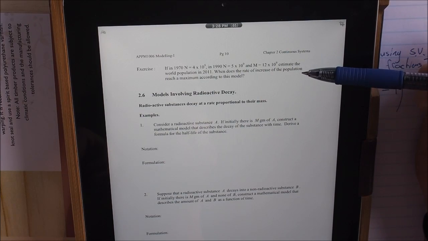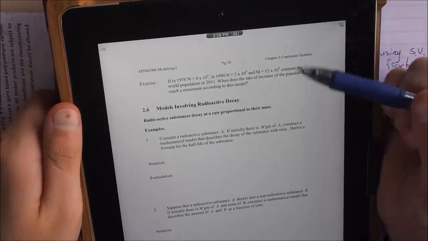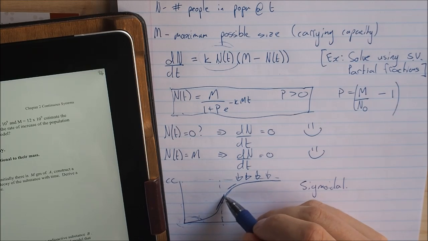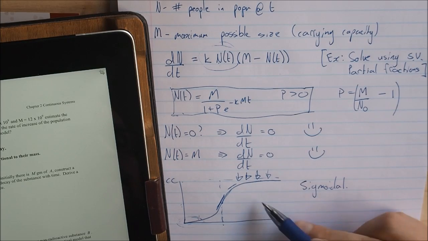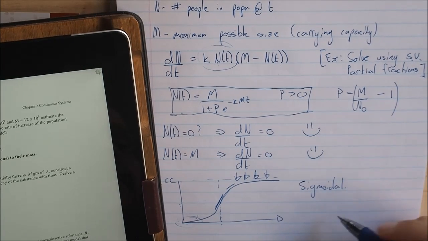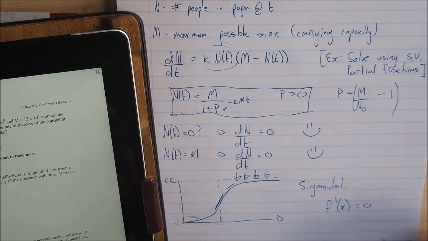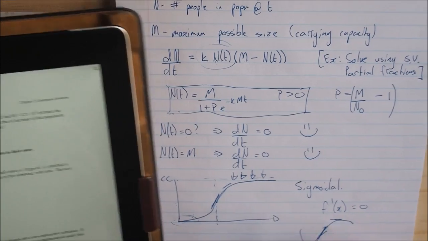And when does the rate of increase of the population reach a maximum according to this model? So we're going to write down a model for this, and it's the same as this here. They're asking when this rate reaches a maximum. And you should remember from high school that to calculate a maximum, we want to find when the derivative of a function is equal to 0. It'll correspond to either a minimum, a maximum, or a point of inflection. So I'll leave that exercise with you to do.